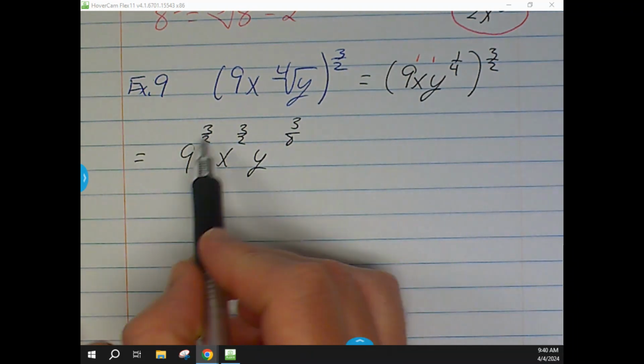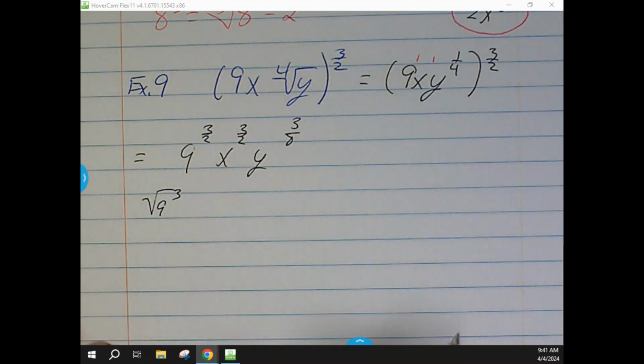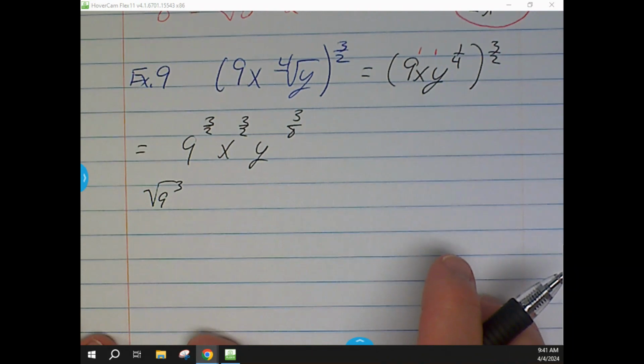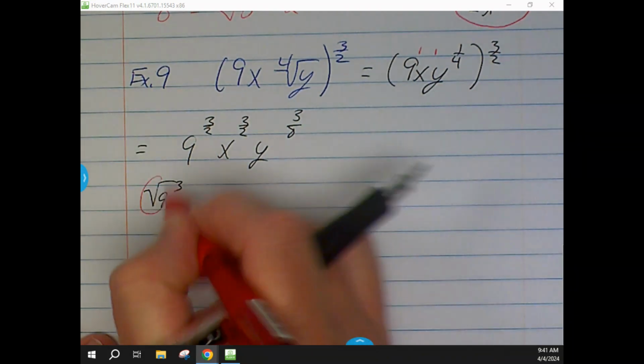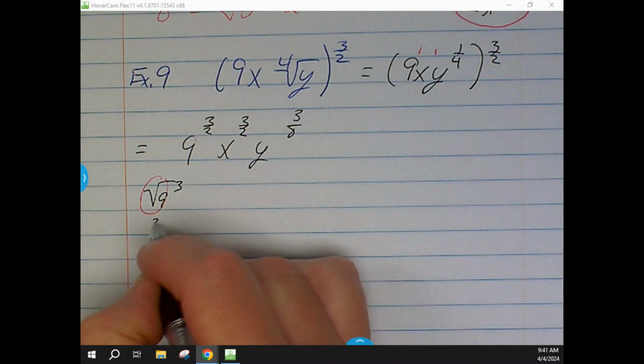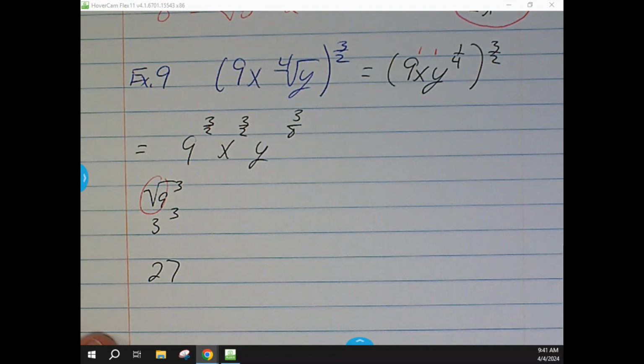Then we just break it down one piece at a time. It's 9 to the 3 over 2 power. That is the square root of 9 to the 3rd power. Again, we can either do 9 to the 3rd power or we can do the square root of 9. So let's do the square root of 9, which is 3. Then 3 to the 3rd power makes that 27.